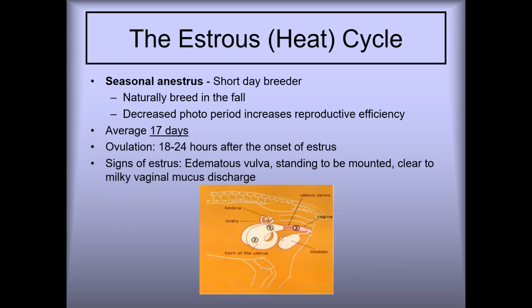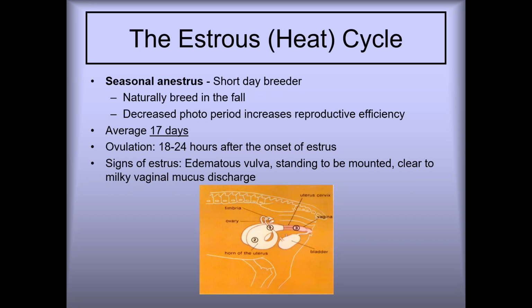Estrus cycle, so that's the heat cycle. Again, we talked earlier about them being short day breeders, so they naturally breed the best in the fall season, which is when the daylight is shortest, nighttime's longest. So that's a decreased photo period. With sheep, we're going to be on a 17-day cycle, and they're going to ovulate somewhere 18 to 24 hours following the onset of heat or estrus, when they start to stand for the male.